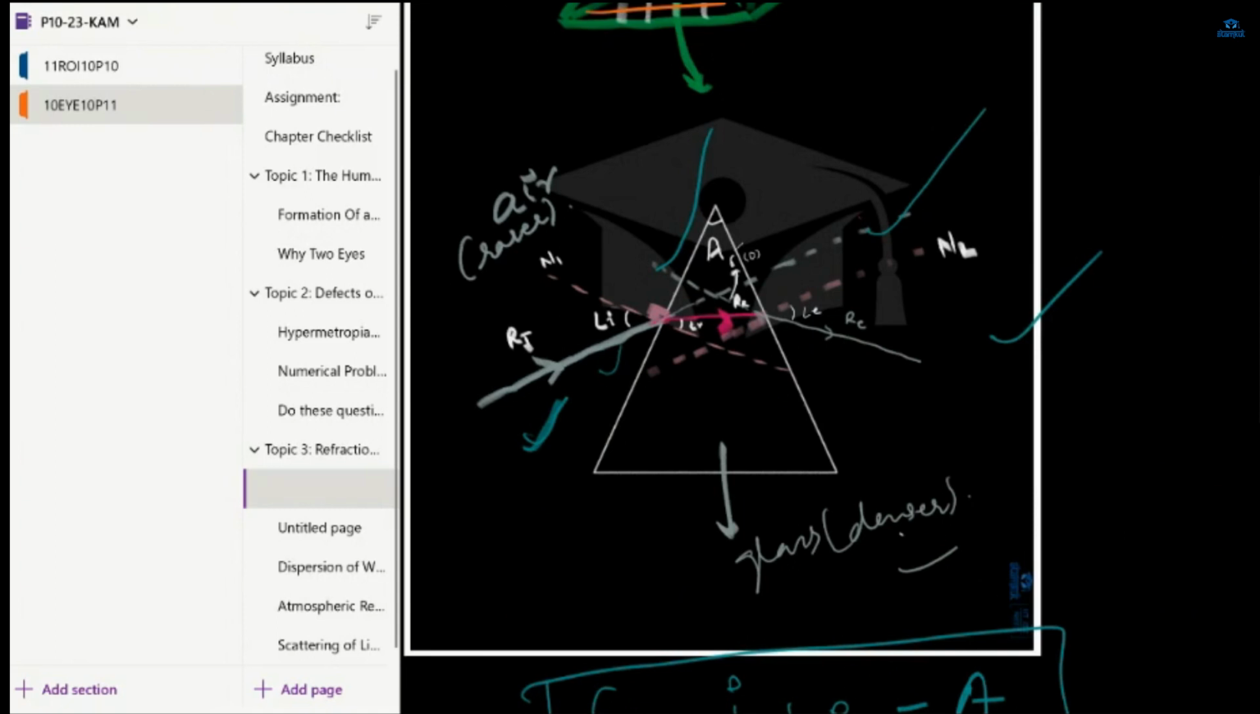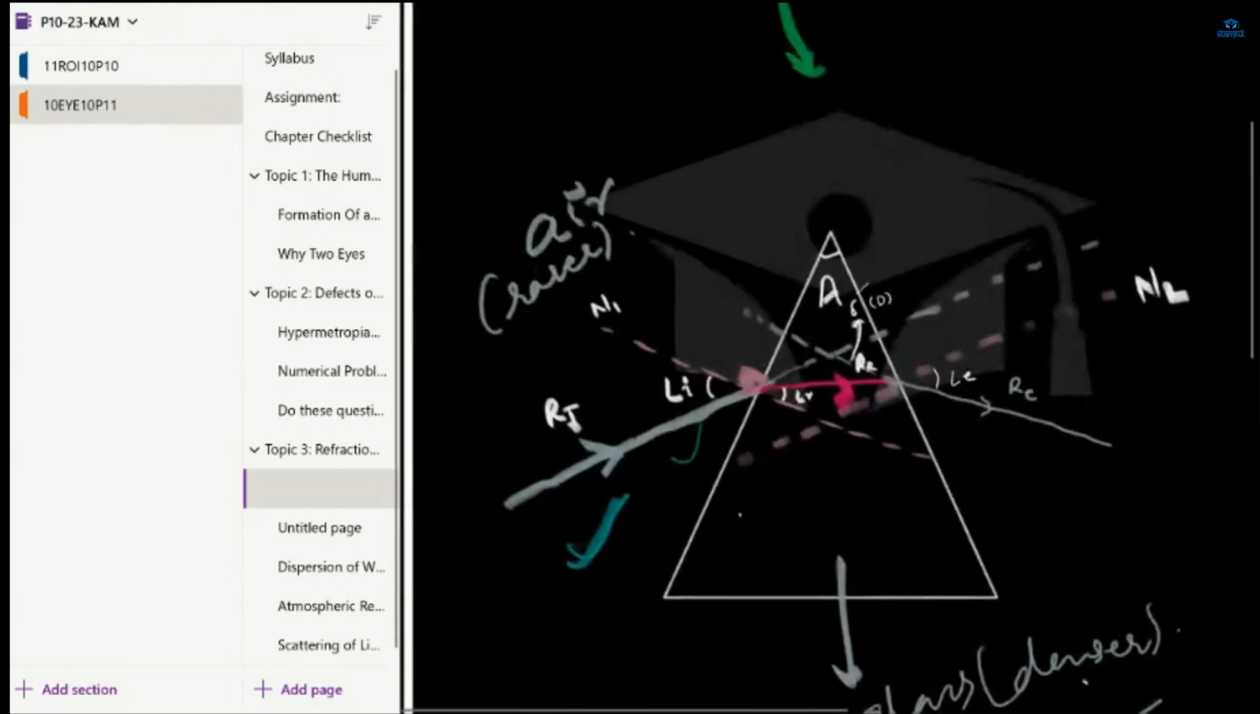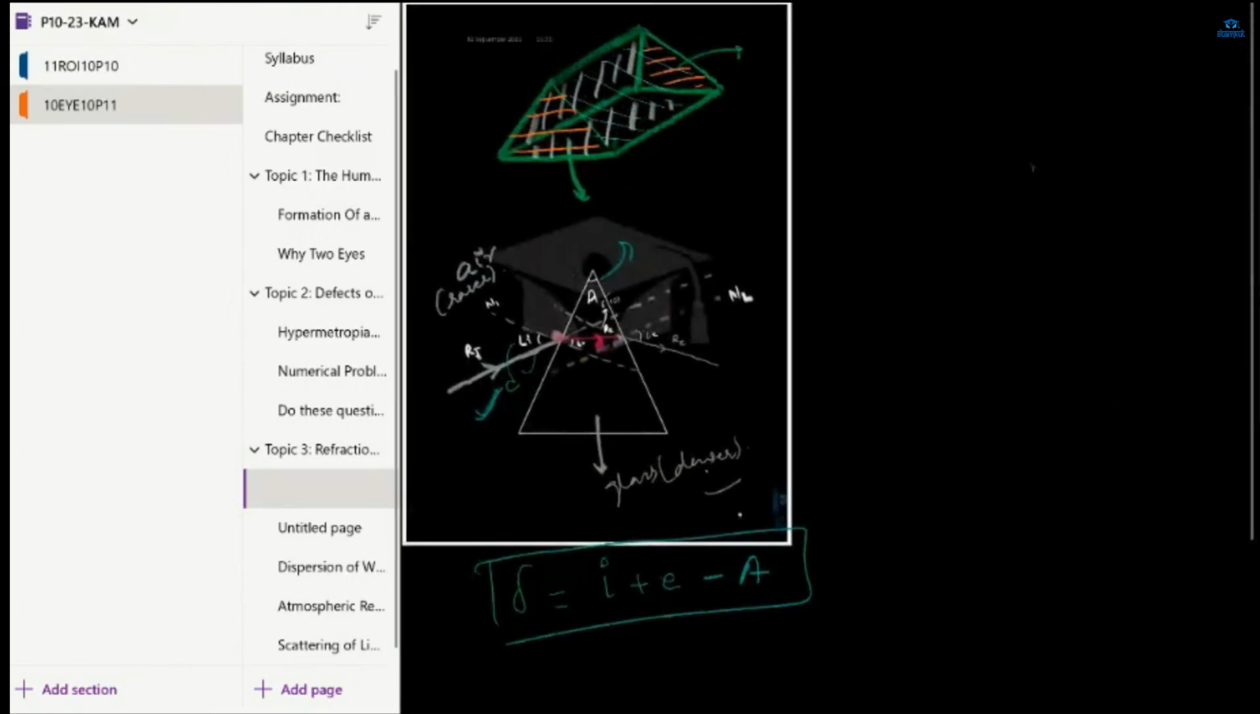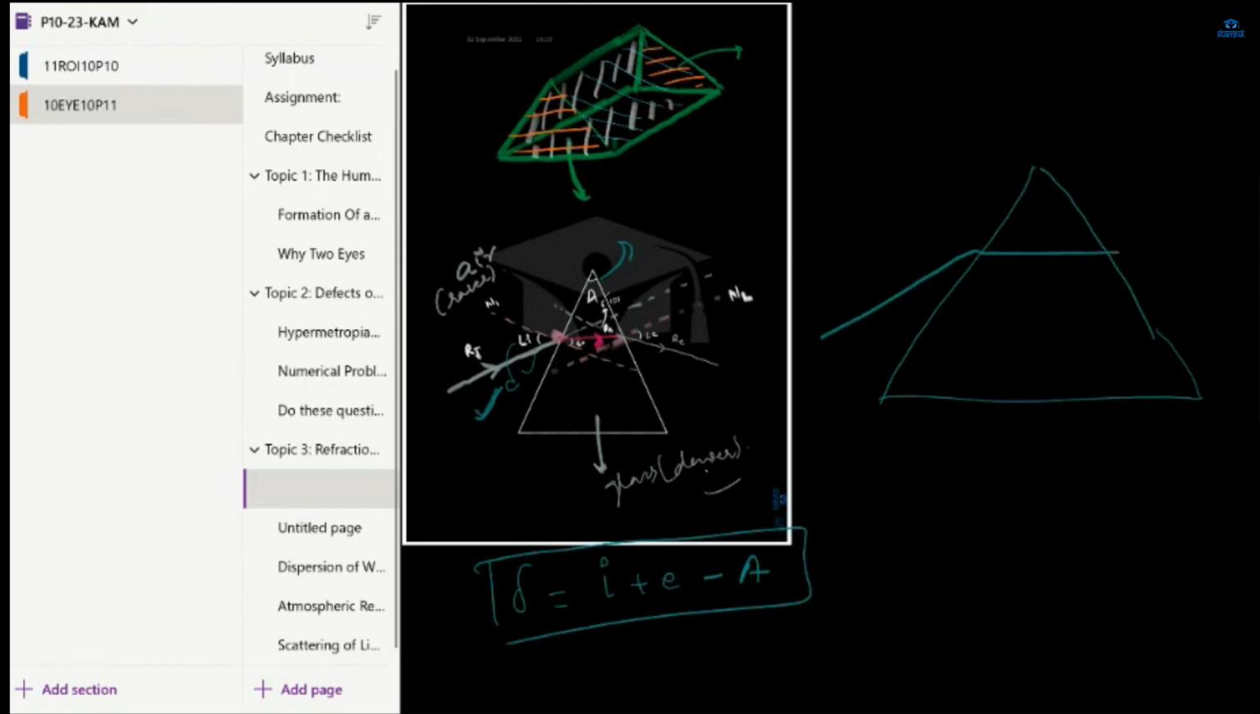Extend these two rays, that it should go like this, but it has gone like this. And name this angle as del. And one more thing that you have to do is name all the angles: angle i, angle r, angle of emergence, and this angle of the prism which is A. So you have to do only these things. You can just draw like this, and then this, and then name all the angles. This is your angle i, this is your angle r, this is your angle of emergence.